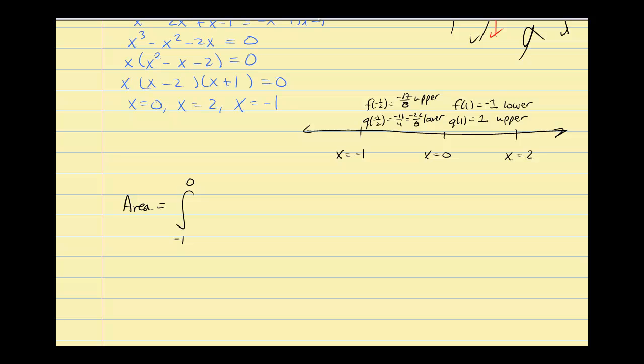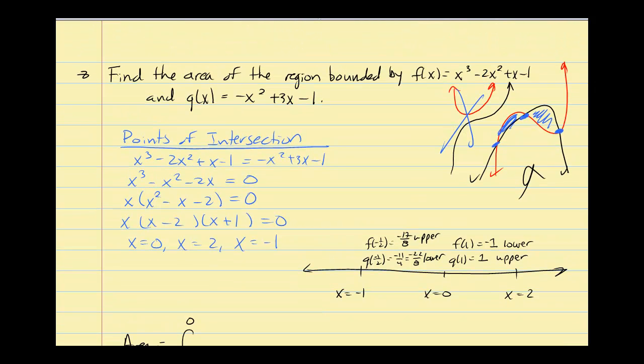Well, wait a minute. Am I going to use horizontal or vertical rectangles? This one I don't have a choice. I have to use vertical rectangles because everything here is in terms of x. If I tried to solve for this and get x equals stuff only in terms of y, I couldn't do it here or here. So I'm forced to use vertical rectangles. I don't have a choice on this one.